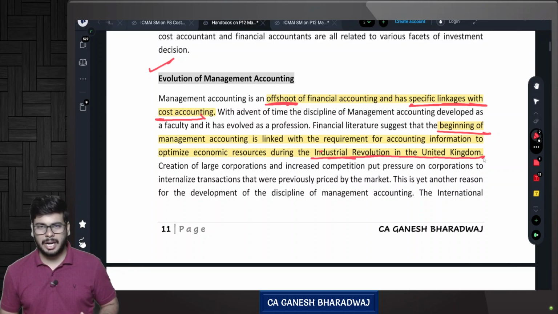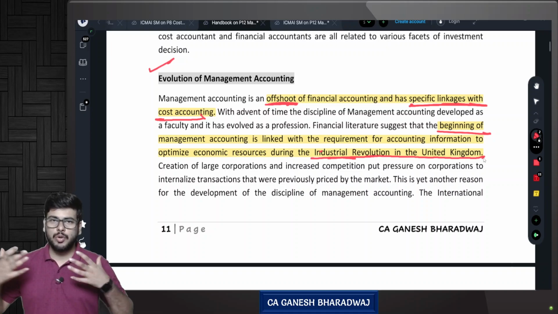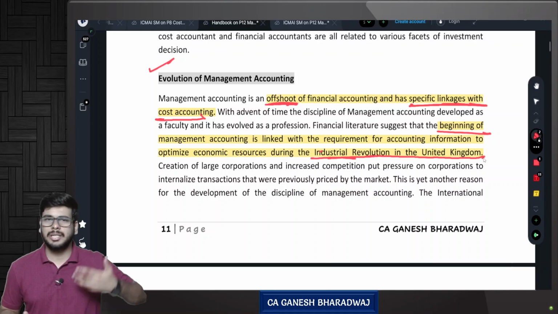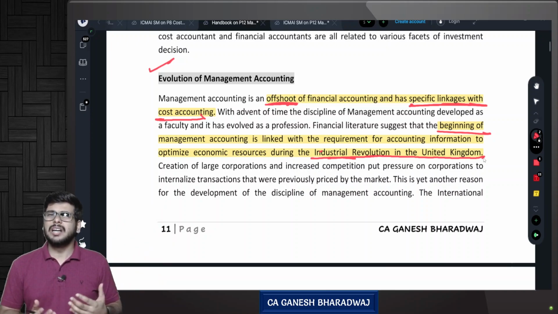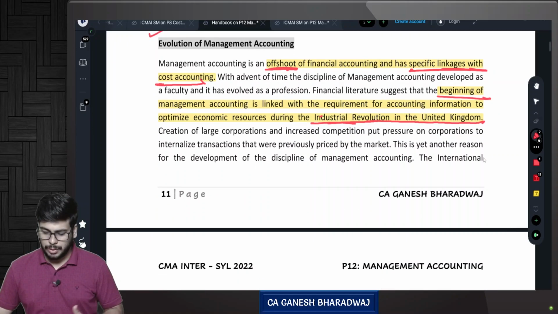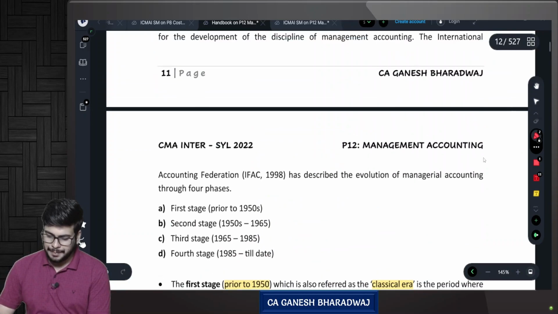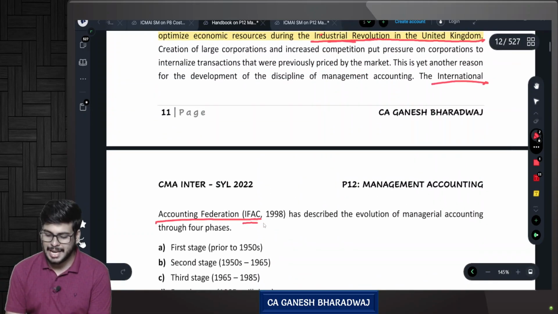So how did this all start? Only during the Industrial Revolution in the United Kingdom. So the management accounting that we are studying right now was not there maybe some 80, 90, 100 years ago. It was not at all there. It is a relatively very recent development in the line of accounting itself. Clear with this? Now there is something called the International Federation of Accountants, IFAC.